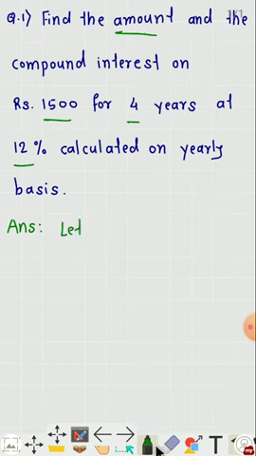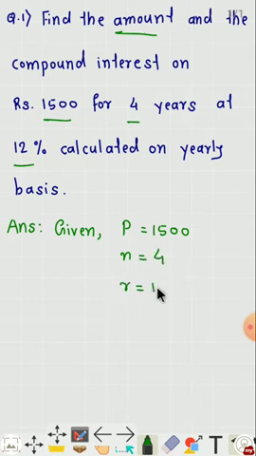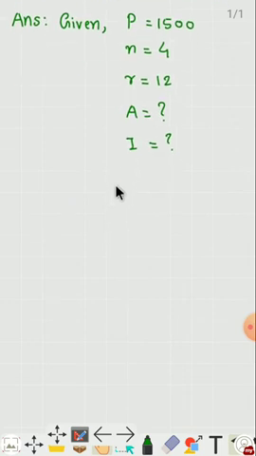So here, first of all we write given things. Given that principal P is equal to 1500, number of years N is equal to 4, rate of interest R is equal to 12% per annum, and what we have to find is the amount and the compound interest after 4 years. These are the two things which we have to find. Okay, so let us go to write now.